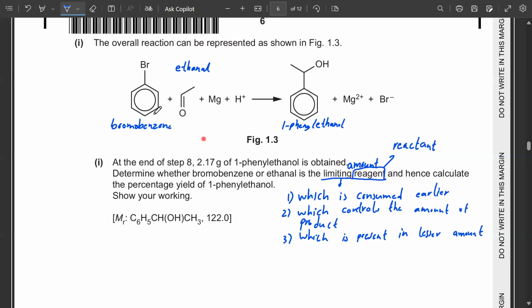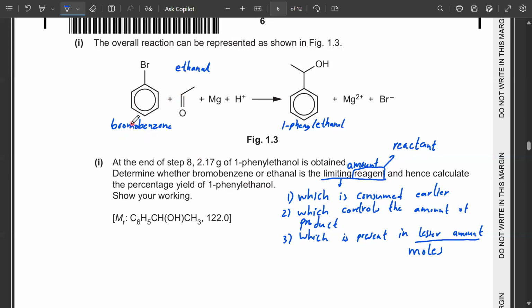So which of these two, bromobenzene and ethanol, is a limiting reagent or limiting reactant? That means which of these two is present in lesser amount. Not just amount, the moles for each one. Exactly. We must know the moles of each of these two. That will help you to identify. So you need to calculate the moles of the bromobenzene and the ethanol.